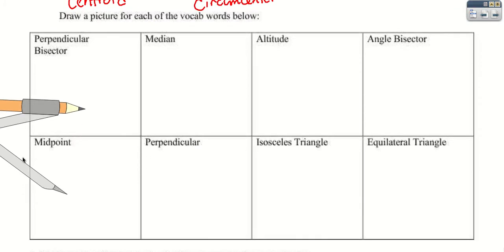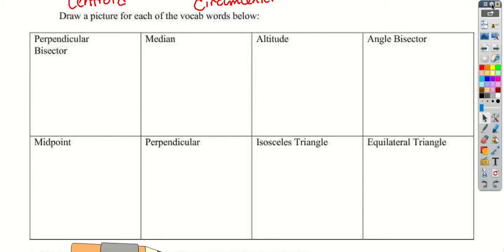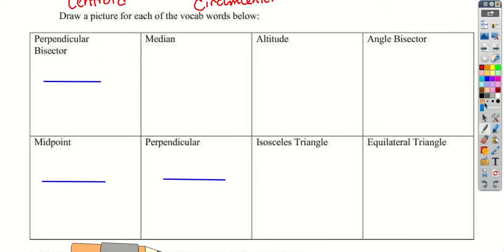So we want to draw a picture for each of these guys here. Okay. So what we want to do is we're going to take a look at some that are kind of similar. So for the first one, perpendicular bisector, okay, we're going to start by making a segment for ourselves. The same thing with midpoint and the same thing with perpendicular. We just want to make a segment, all right? And technically a line segment, so we're going to throw some endpoints on the end here, okay?